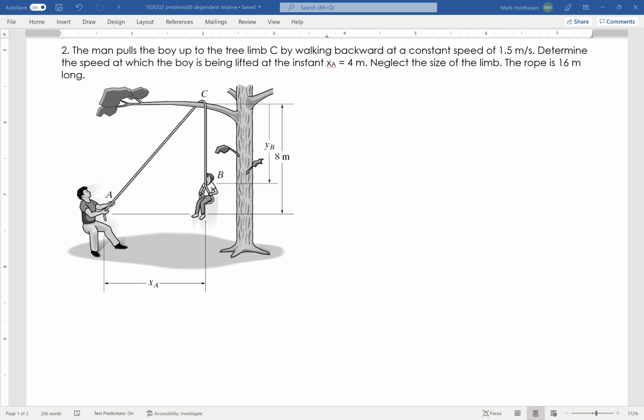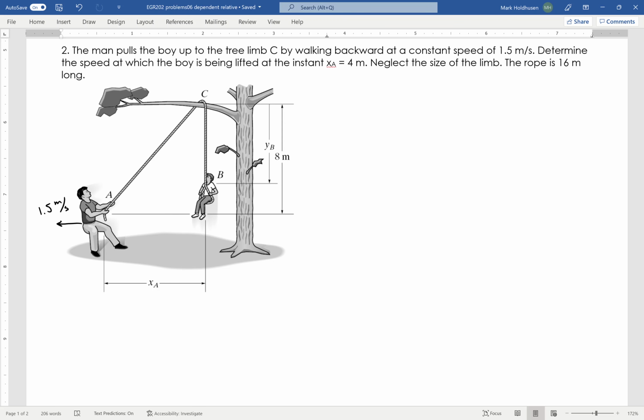Okay, so we've got a man pulling a boy up a tree, as shown here. He's walking backwards at 1.5 meters per second, and I want to find the speed of the boy as he moves up at the instant when xa equals 4. The rope is 16 meters long.